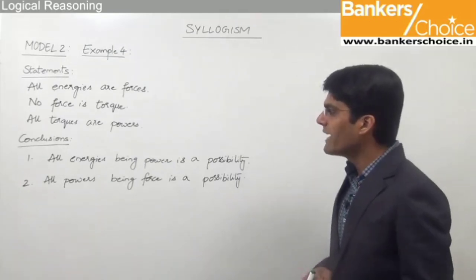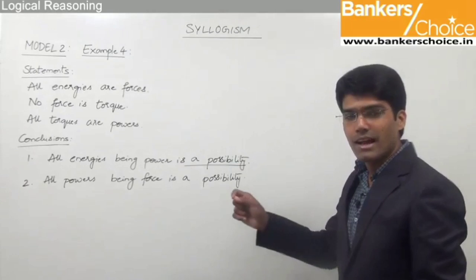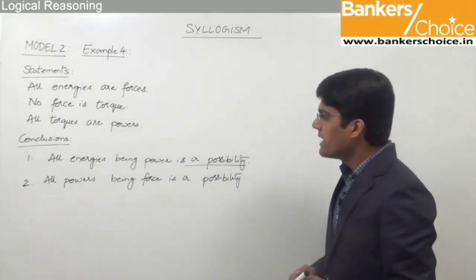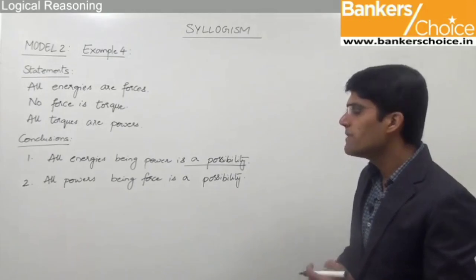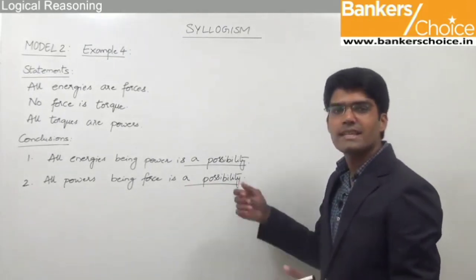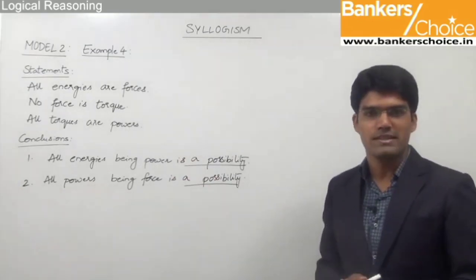The first one is all energies being power is a possibility. So very clear, he is asking only about a possibility but not about a definite conclusion. And the second conclusion is all powers being force is a possibility. So even in the second conclusion we find that possibility has been mentioned. So these 2 conclusions here are in the form of possibilities.